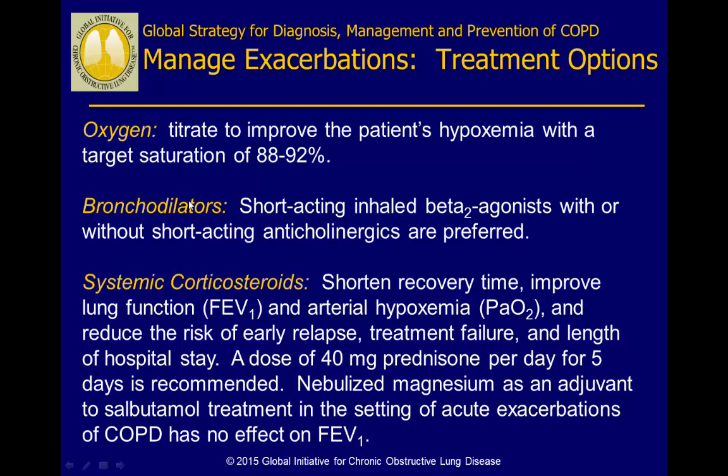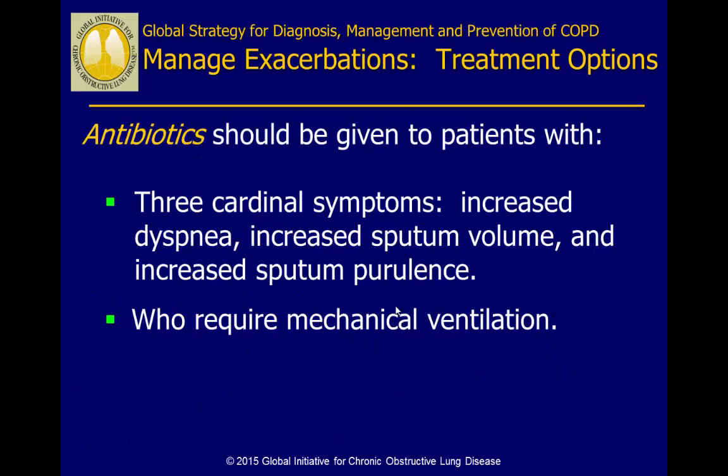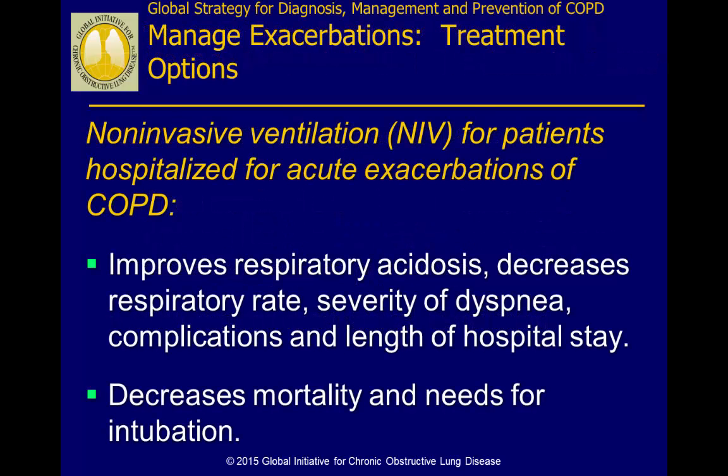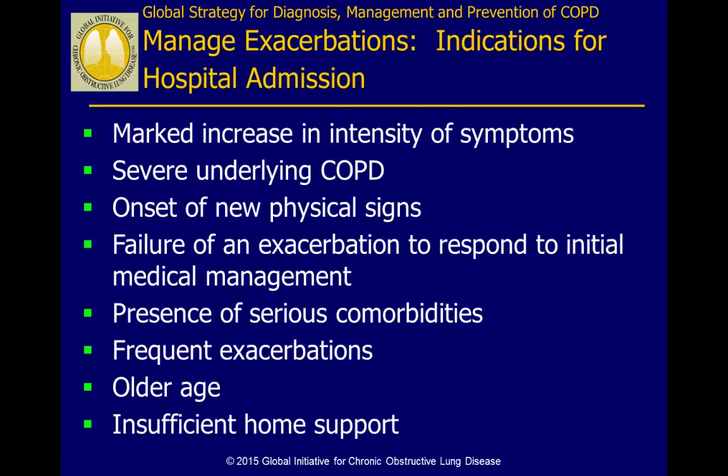Oxygen, remember low flow, bronchodilator therapy, and systemic corticosteroids as I already explained. Okay? The antibiotic is basically to decrease the three cardinal symptoms, and also remember non-invasive ventilatory support, or of course if the patient is in respiratory failure, intubation. So non-invasive ventilatory support will improve the hypercapnia and the respiratory acidosis. It will decrease the dyspnea and the respiratory rate, and of course decrease the length of hospital stay, therefore decreasing mortality and the need for intubation.